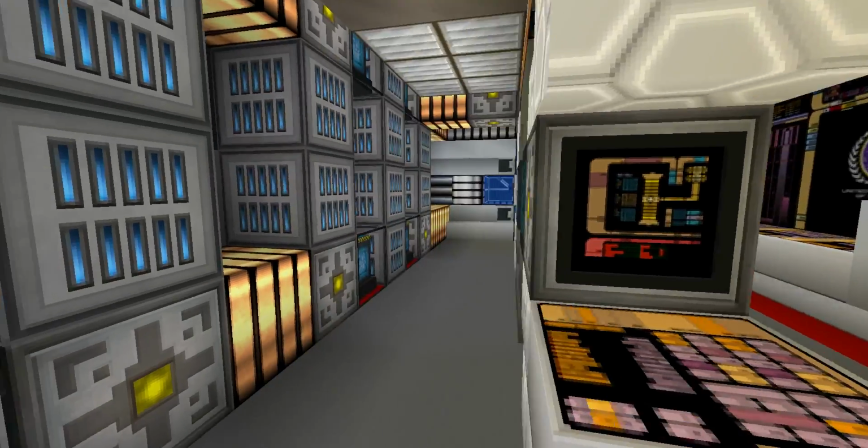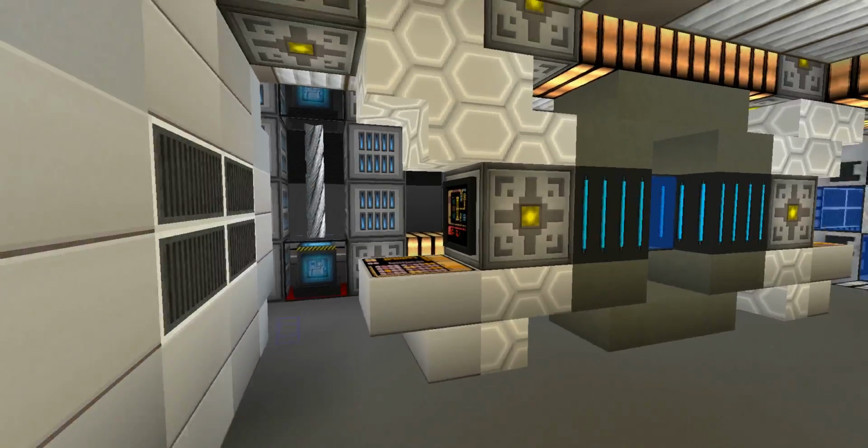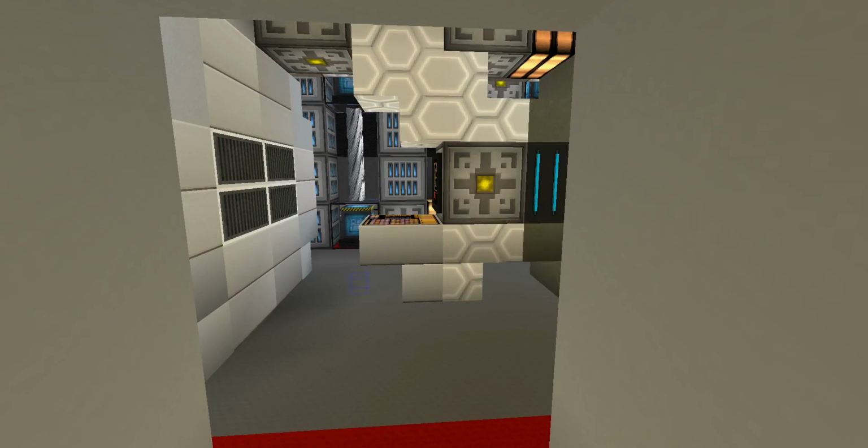I'm going to borrow some of these right here and use them in the Voyager build. Why reinvent the wheel?